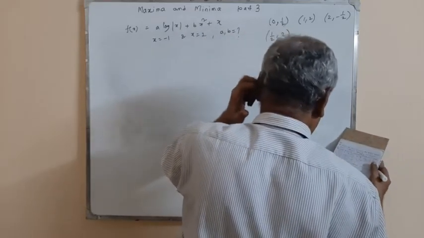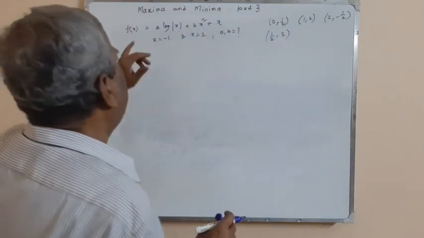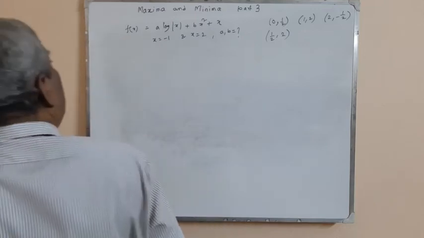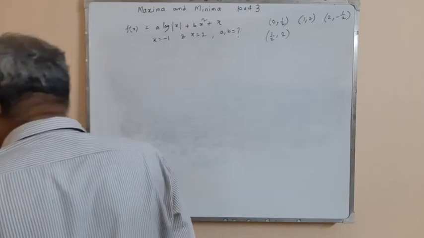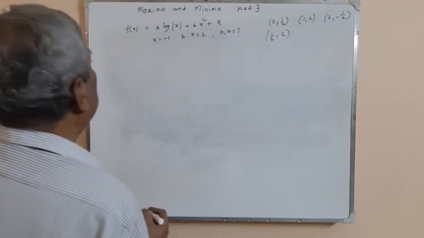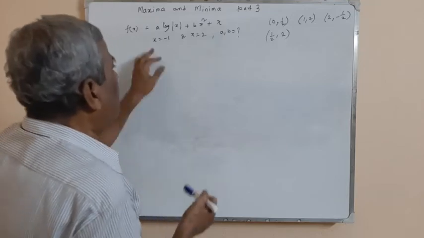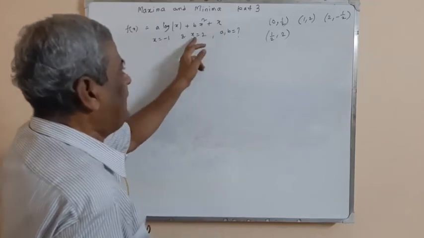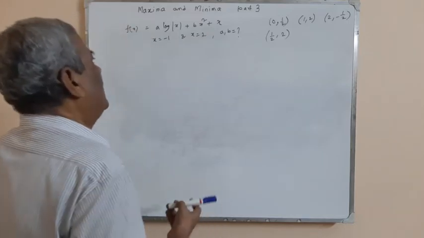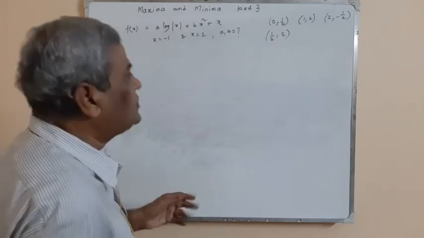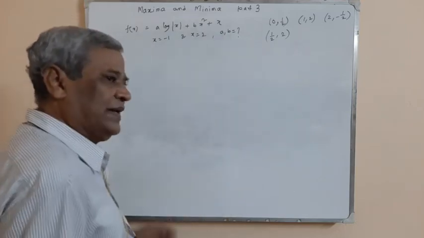So one function is given, f(x) is equal to a log of mod x plus bx square plus x. This function has extreme values at x is equal to minus 1, and also at x is equal to 2. Then what is a, what is b? This is the problem. Because it has extreme values at these points, its derivative will vanish at those points.